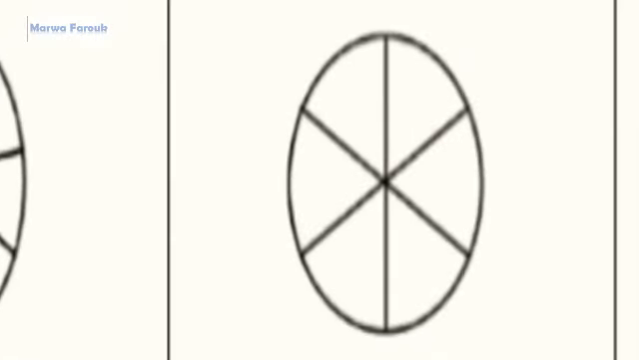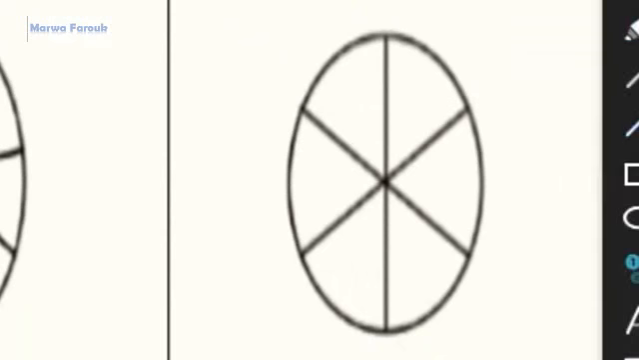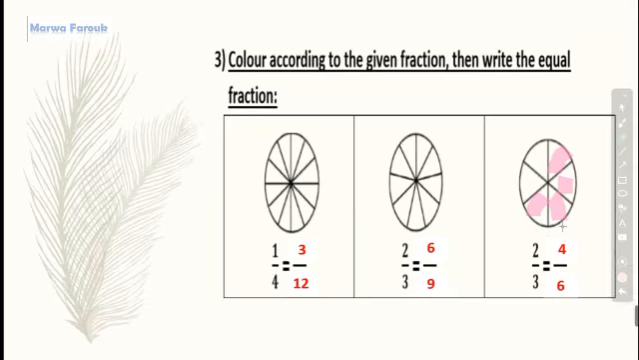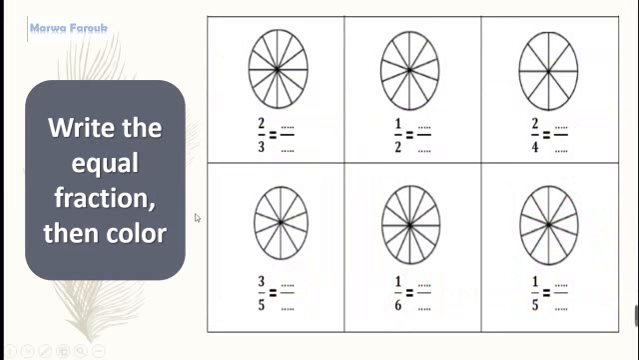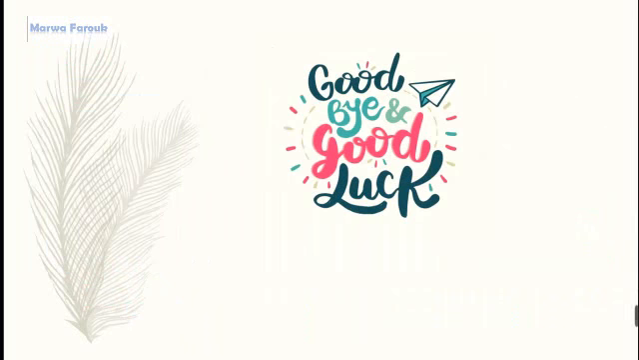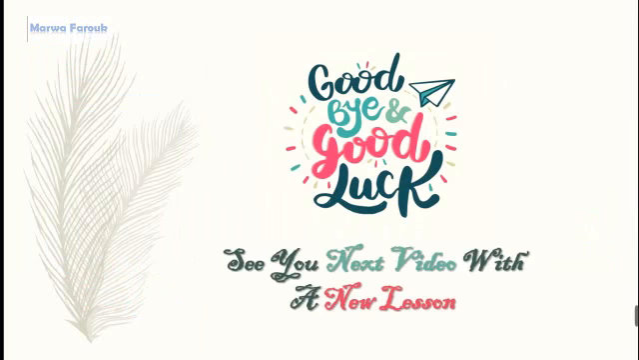And we are going to color how many parts? 4 parts. Excellent. 1, 2, 3, and 4. So we are going to color 4 equal parts. I will leave this as a homework too for you. Okay, this was our lesson for today. It was about equivalent fractions.